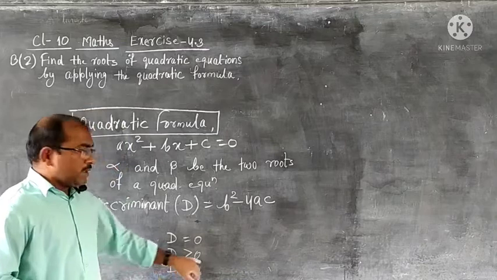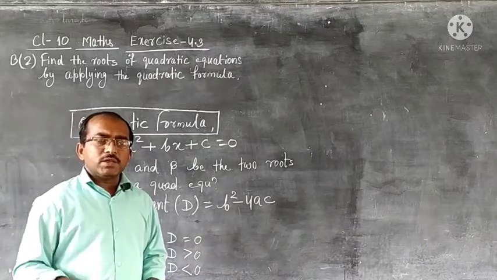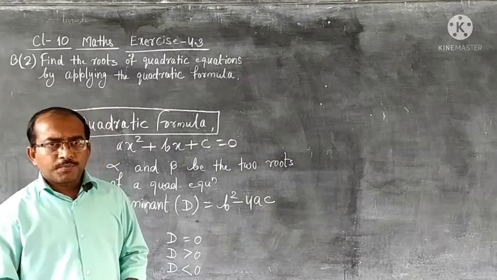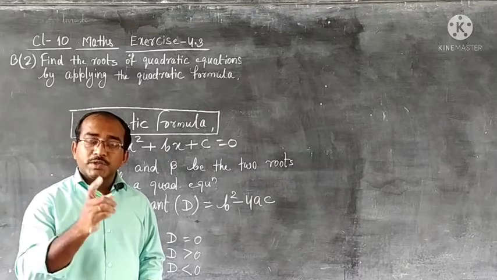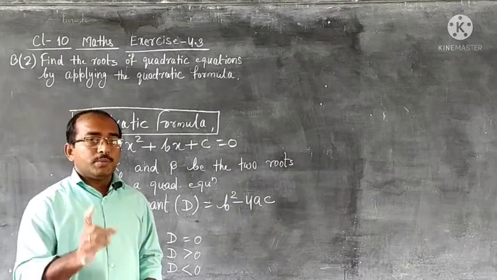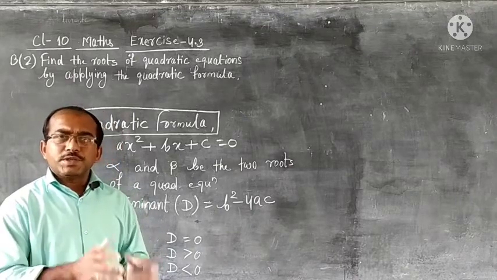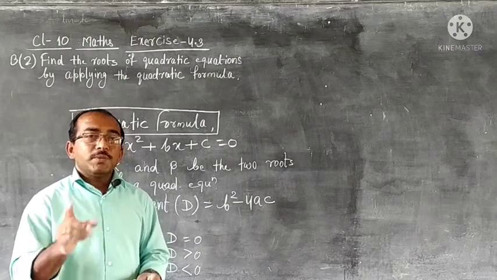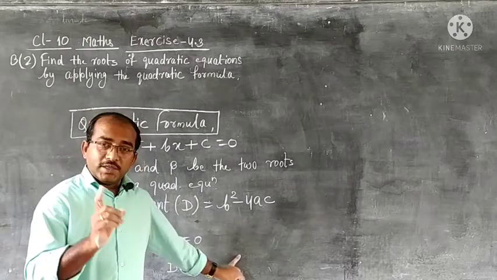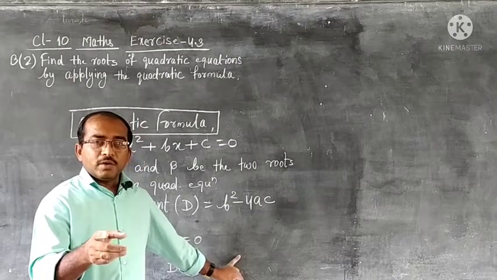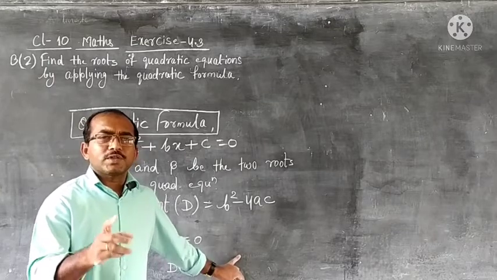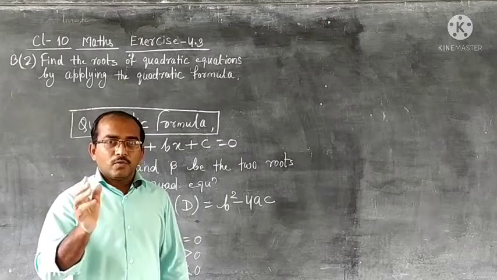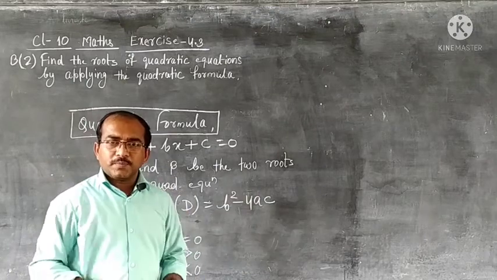If we find D is greater than 0, what does it mean? What do you understand by D greater than 0? It means the value of the discriminant will be positive. Every positive number is greater than 0. So, if we find D is positive, the roots of the quadratic equation will be real and unequal. Unequal means one will be something, another will be something else.